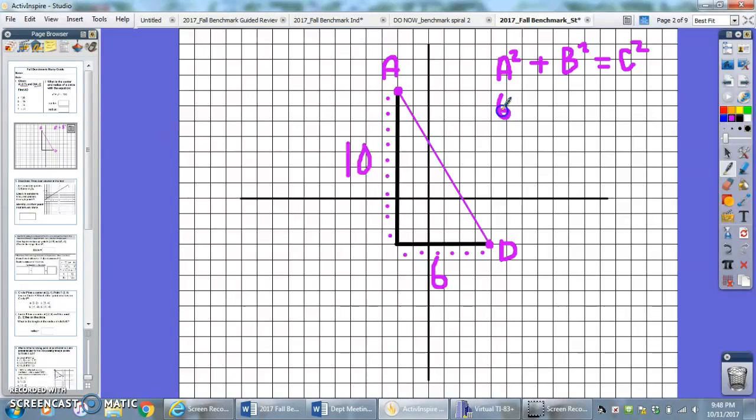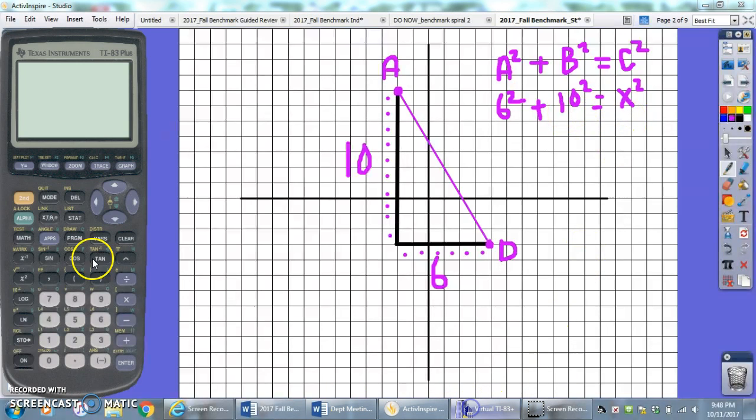So I'm going to plug that into my formula. 6 squared plus 10 squared equals x squared, because what I'm solving for is the hypotenuse, which we always label C, which is on your formula sheet as well. Alright, now I'm going to use my calculator to plug the left side in Y1 and the right side in Y2. So, here we go.